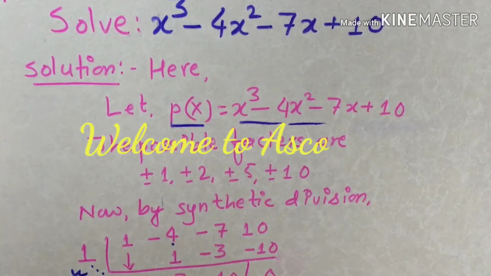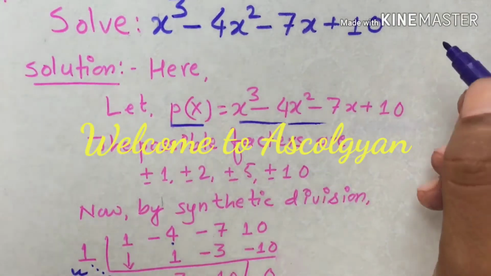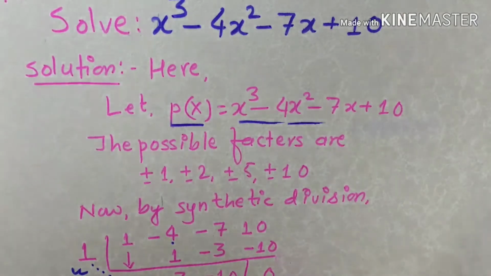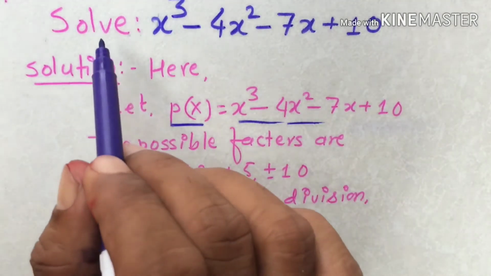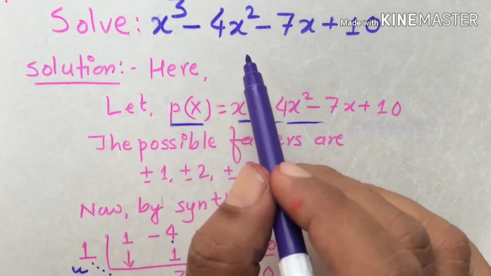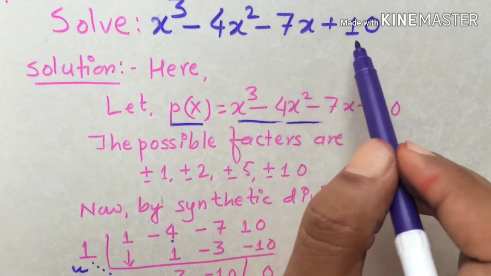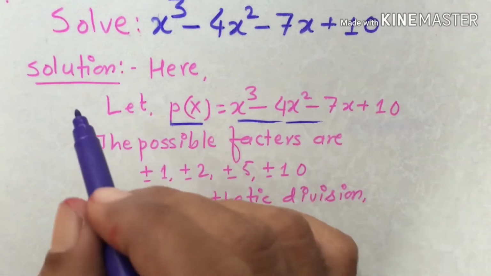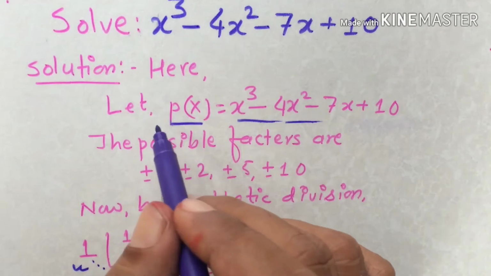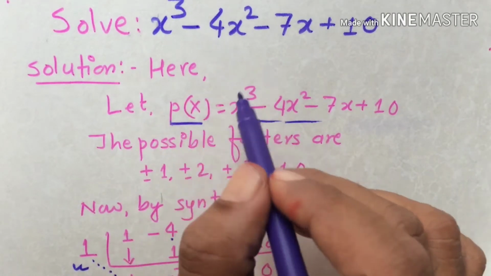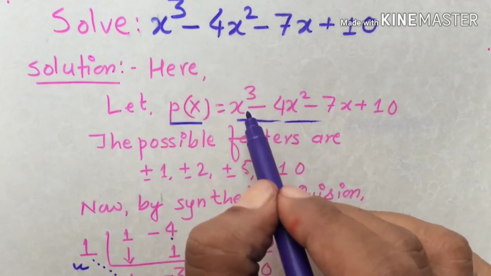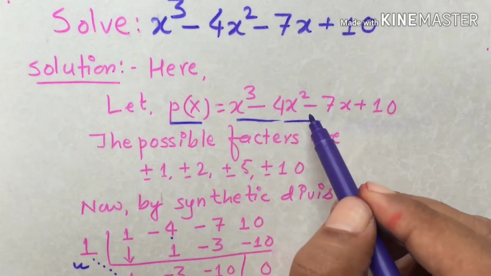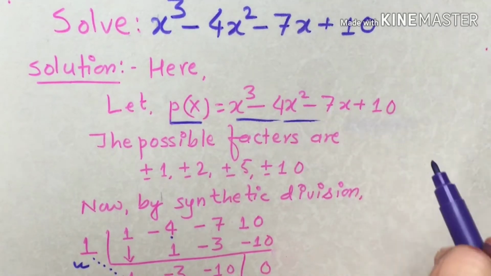Hello everyone, today we are going to do a question which I have taken from the polynomial. The question is given as: solve x cube minus 4x square minus 7x plus 10. Solution is given as: let p(x) is equal to x cube minus 4x square minus 7x plus 10.